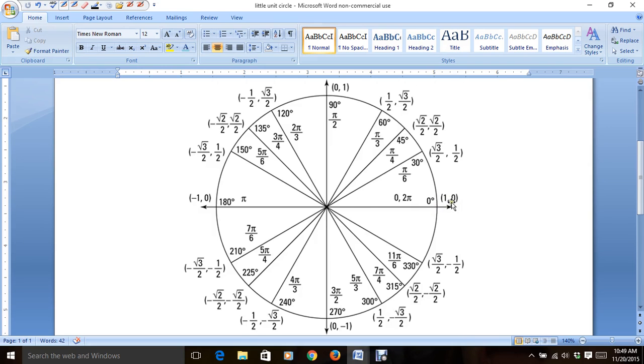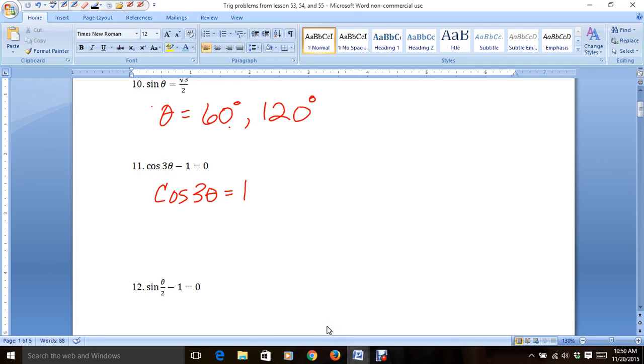There's no other place that the x-coordinate is positive 1 unless you spin all the way around to 360, but in these problems we're saying less than 360. Actually, I think I put less than or equal to, but in the book it's supposed to be less than 360. So, yeah, it can only be 0. 0 is the only place where cosine is 1. So we will say that 3 theta, not theta because it says cosine 3 theta is 1, that means that 3 theta must be 0 degrees, which means that theta must be 0 degrees.